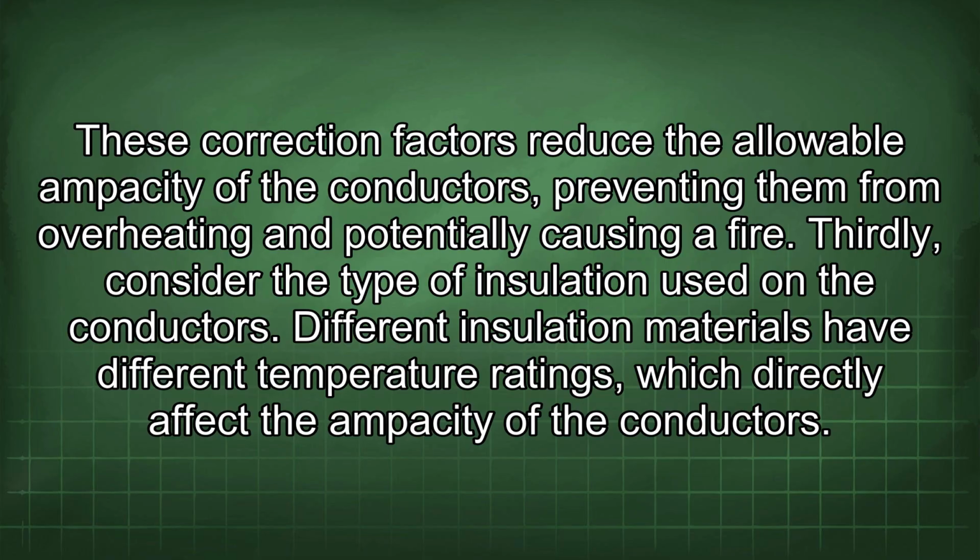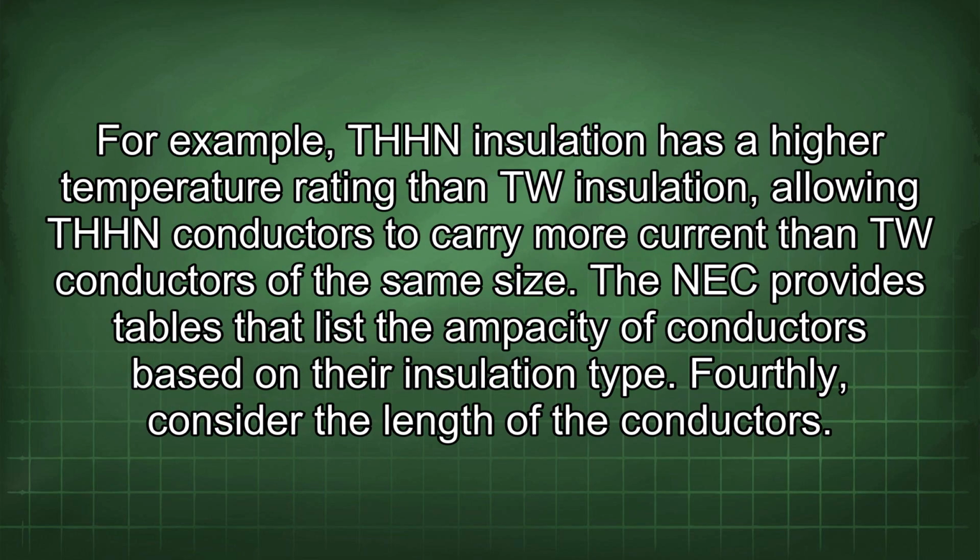Thirdly, consider the type of insulation used on the conductors. Different insulation materials have different temperature ratings, which directly affect the ampacity of the conductors. For example, THHN insulation has a higher temperature rating than TW insulation, allowing THHN conductors to carry more current than TW conductors of the same size. The NEC provides tables that list the ampacity of conductors based on their insulation type.